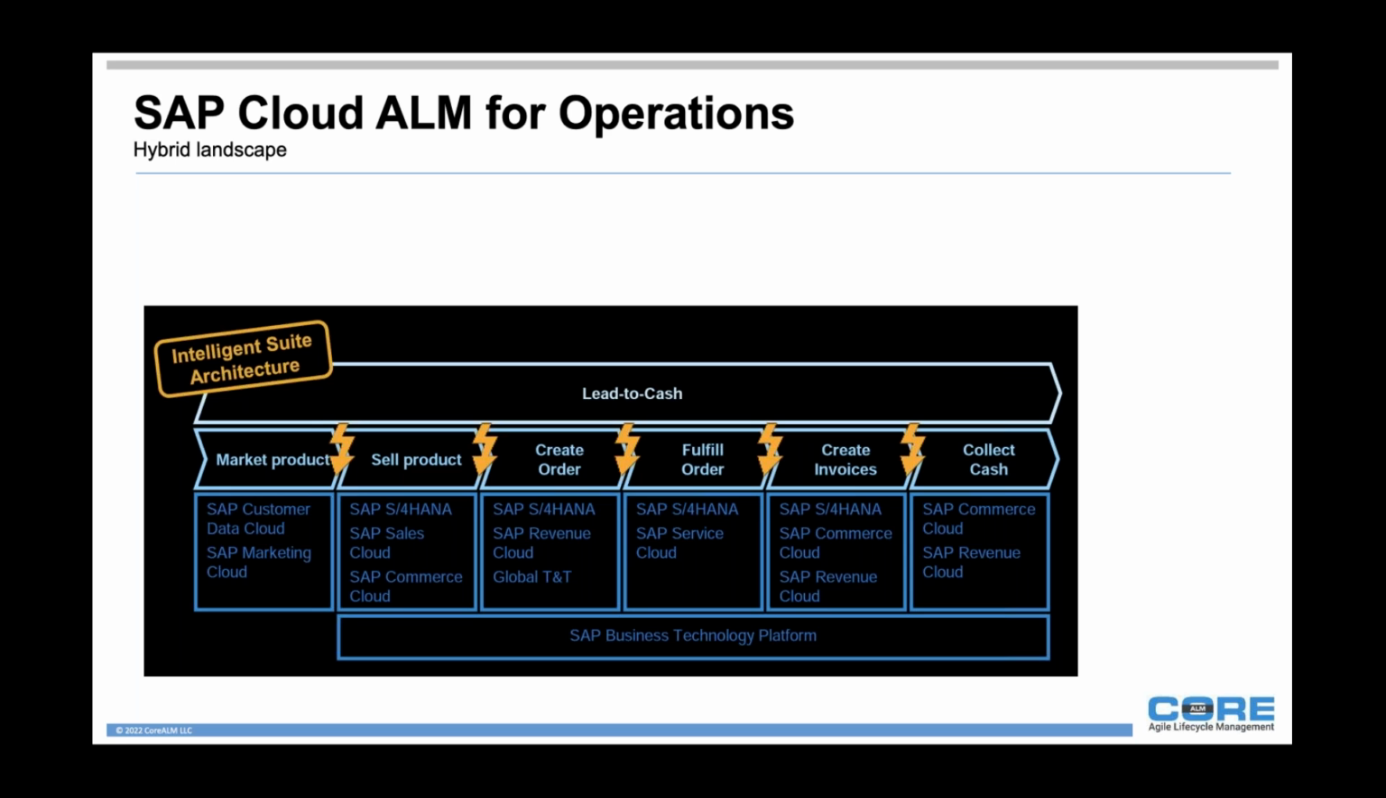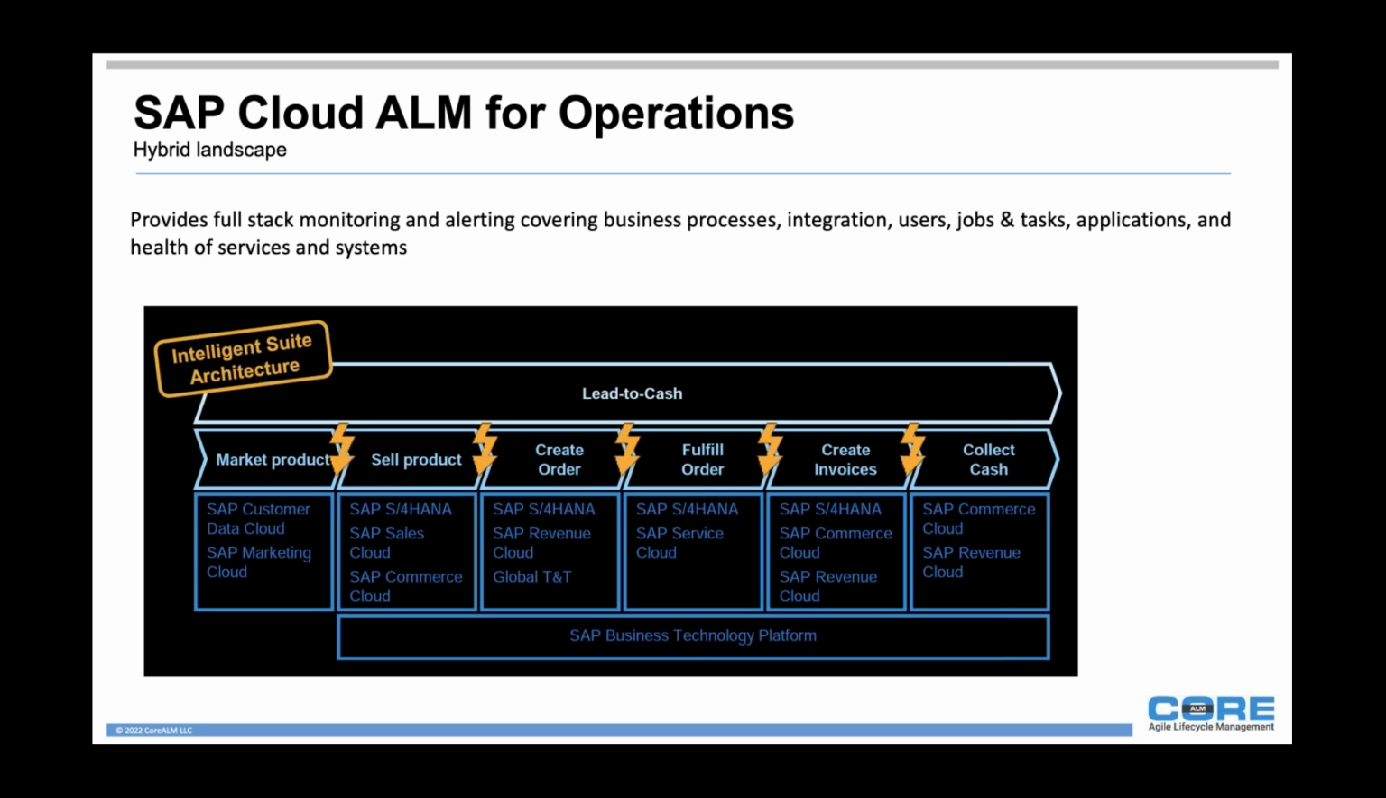So that's the whole idea of why we have Cloud ALM for operations, despite having monitoring capabilities in the cloud for different standalone products. The idea is to have a full stack, single view monitoring that covers your end-to-end business processes. So when I say processes, it's from the technical as well as the business KPIs perspective, your integrations, the users who are using those processes, the jobs that run to automate these processes, and the health of your cloud solution itself.